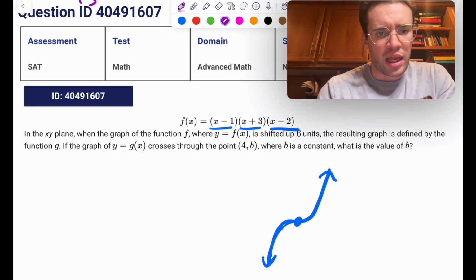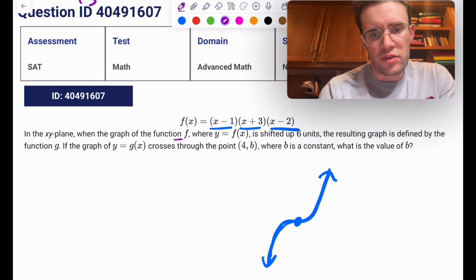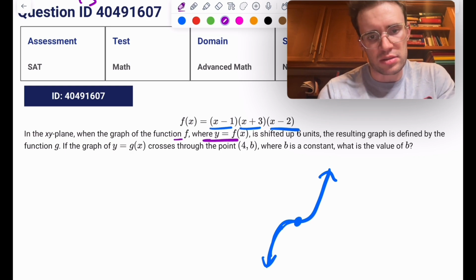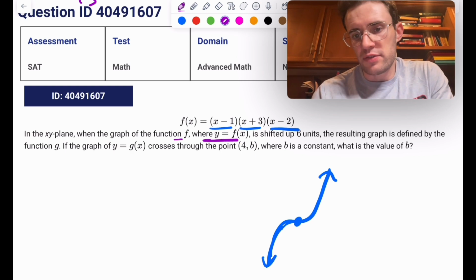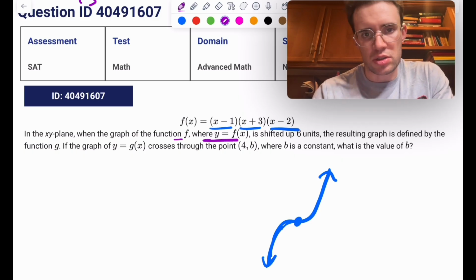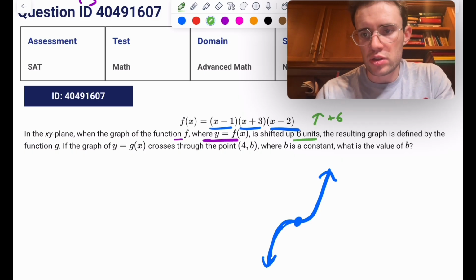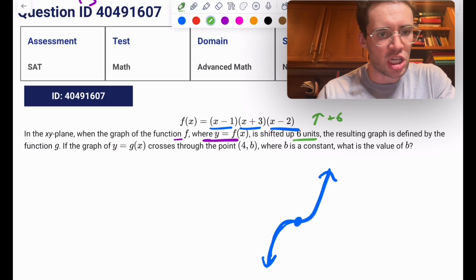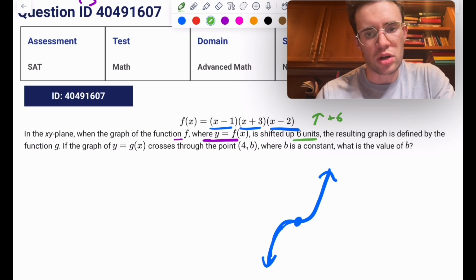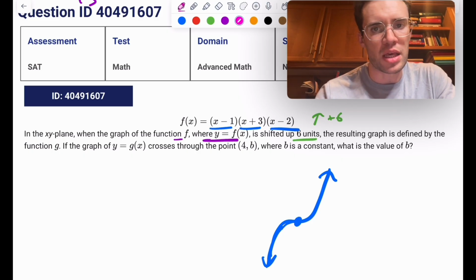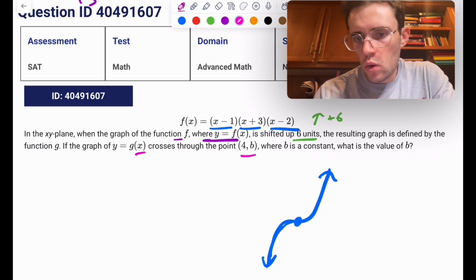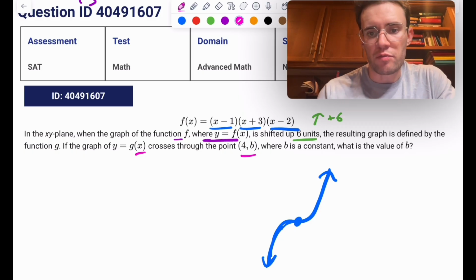In the xy plane, when the graph of function f, where y equals f of x, so this is just describing f, is shifted up 6 units, so it's going up by 6, the resulting graph is defined by the function g. The graph of y equals g of x crosses through the point 4 comma b. This is for g, where b is a constant. What is the value of b?